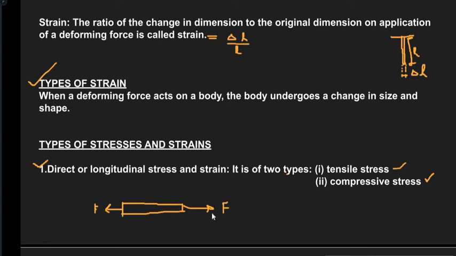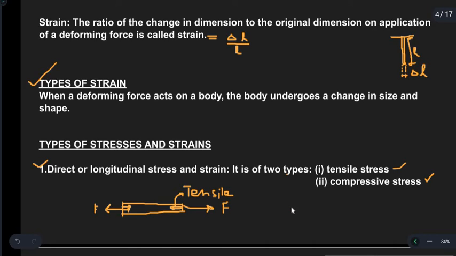So what will happen to counter these deforming forces? An internal force will be set up in this direction, and here also. So the stress generated by this kind of forces, when you are trying to elongate the body, is called tensile stress. This stress generates when you try to elongate the body.